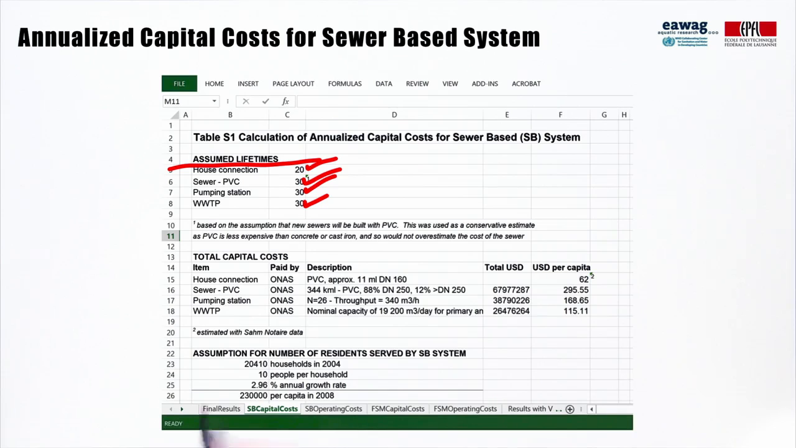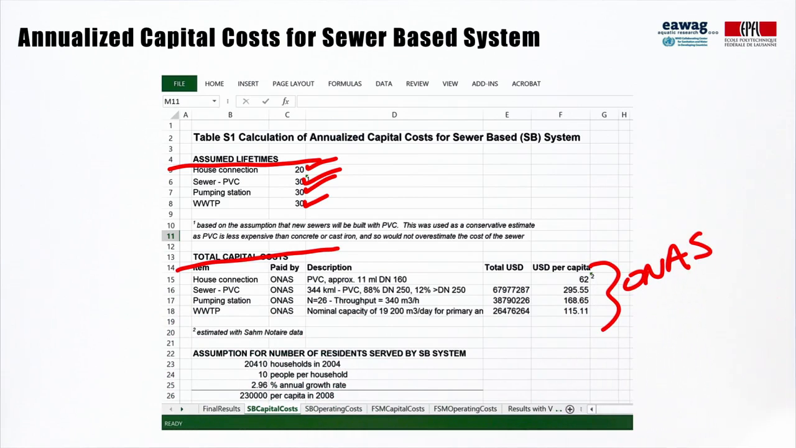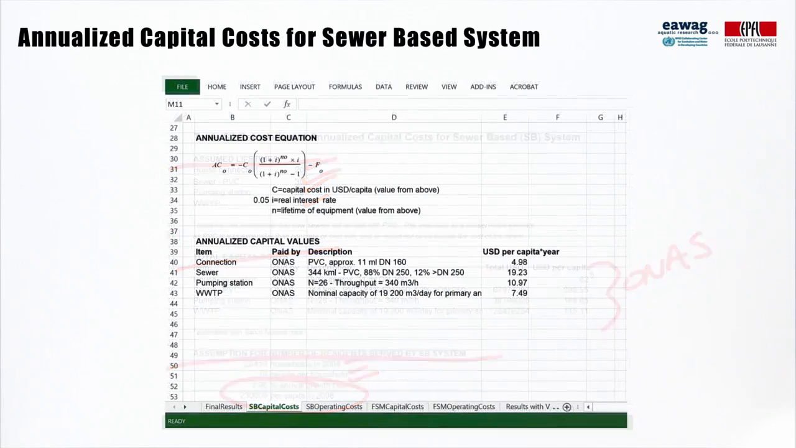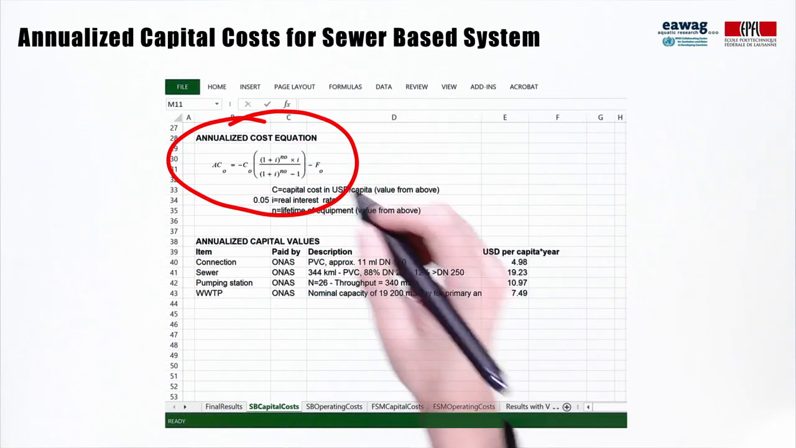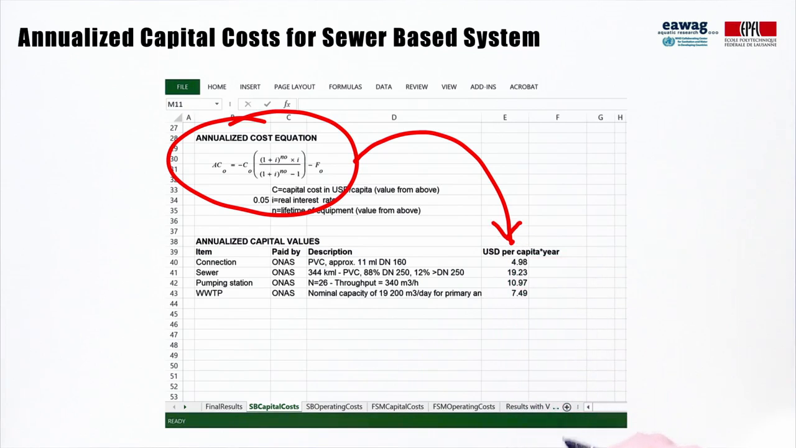Then we needed to determine total capital costs. This information was obtained from ONAS directly from their operating information. Then we had to derive a number for the number of household sewer connections. This was based on the original number, the number of people per household, and the growth rate, to determine a per capita value. We then used the annualized cost equation to determine annualized capital values. In addition, we have itemization of annual operating costs, which are also provided in the supplemental information.